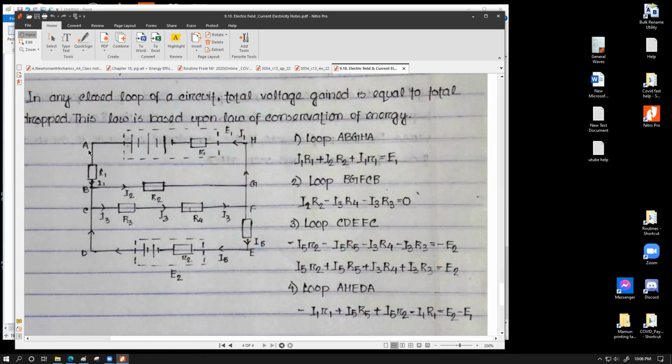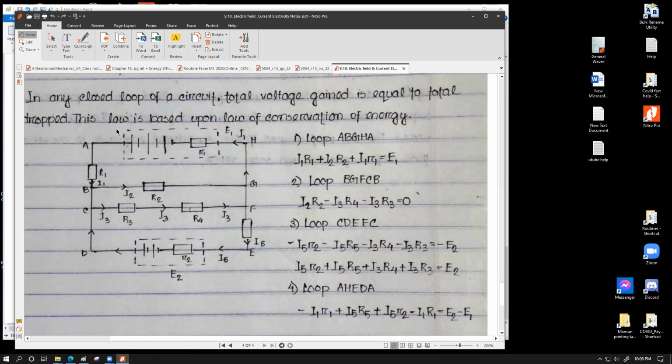From H to A, there is a resistance. What is the name of the resistance? Internal resistance of the source, and it is r1. The r in this case is a small one. So here it comes, I1 r1. Once again, we start from here: I1 capital R1 plus I2 capital R2 plus I1 small r1, and we reach the same starting point, which means all the potential drops are already written.